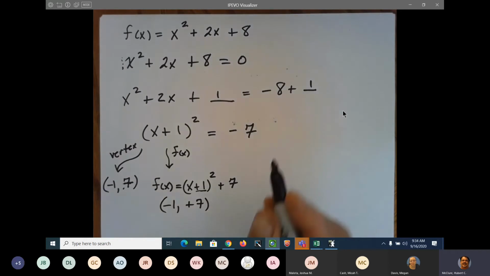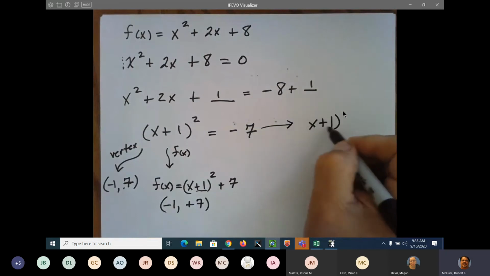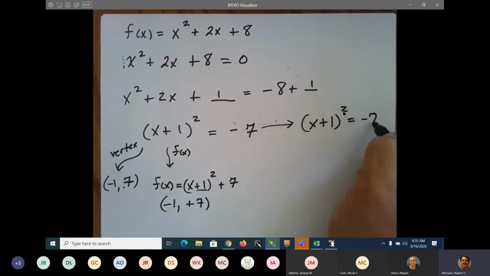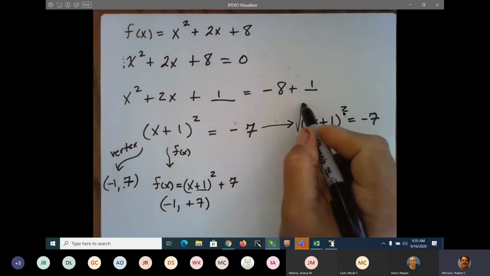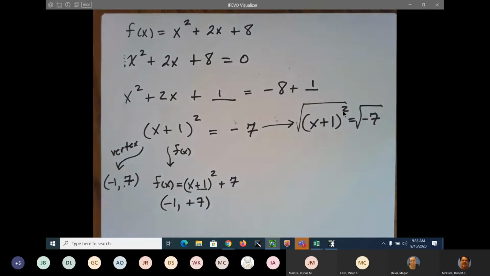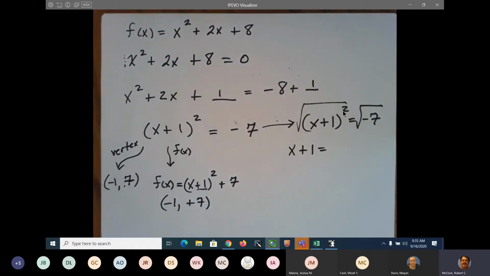Okay, and now I'm going to solve. Now this is where it gets different. x plus 1 quantity squared is equal to negative 7. And what happens when I take the square root of both sides? Somebody tell me what happens. Okay, nobody knows. You can't take the square root of a what?